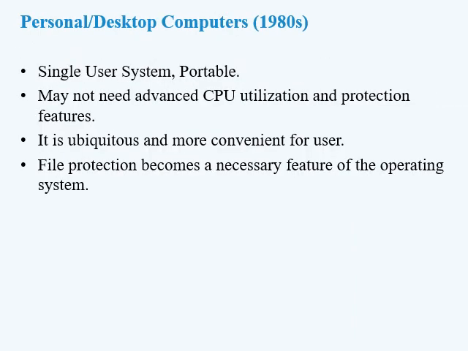Personal computers were introduced in the year 1980. They are single user systems and they are portable. Since they are used by a single person, there was no need for any advanced CPU utilization or protection feature. But the additional feature which was required by personal computers was file protection. So the operating system evolved with file protection to support personal computers.